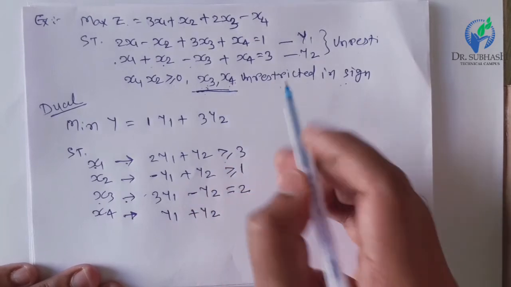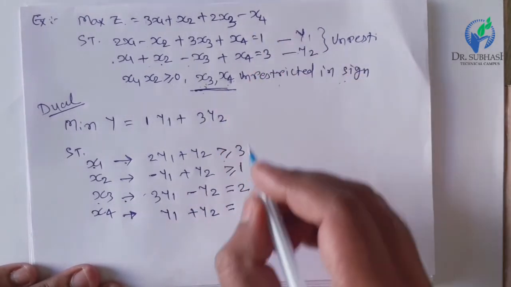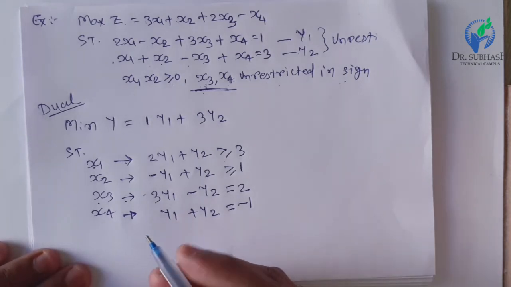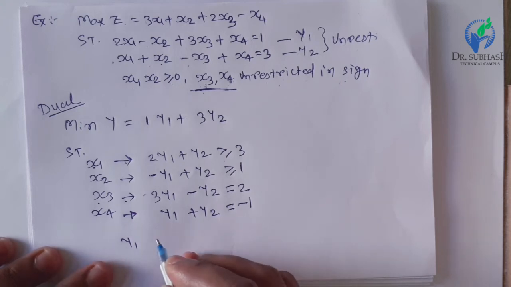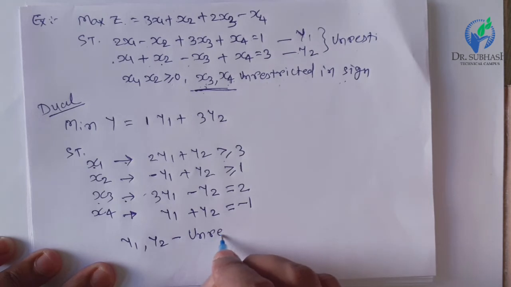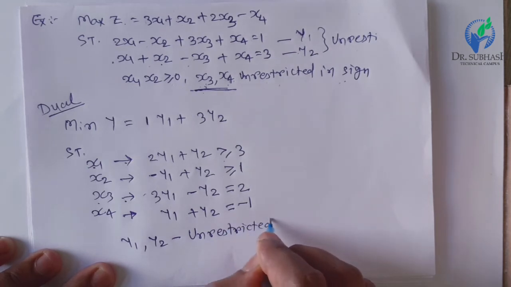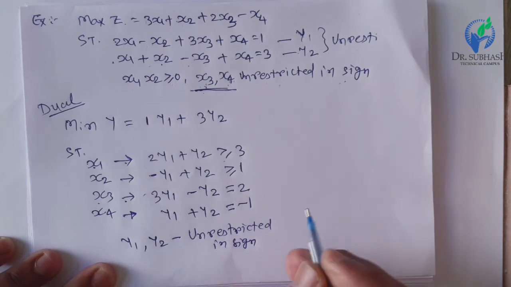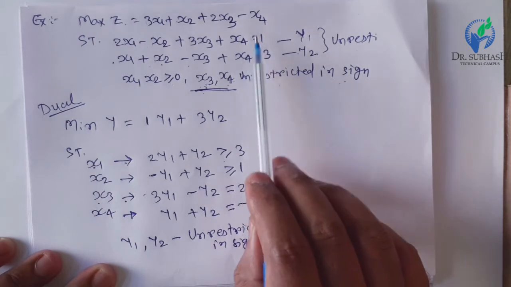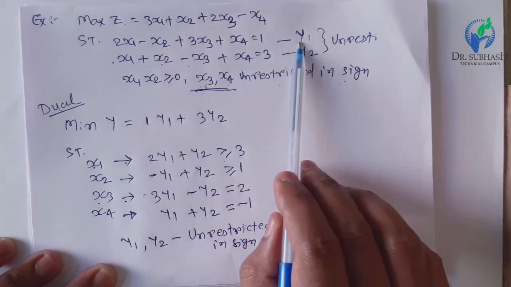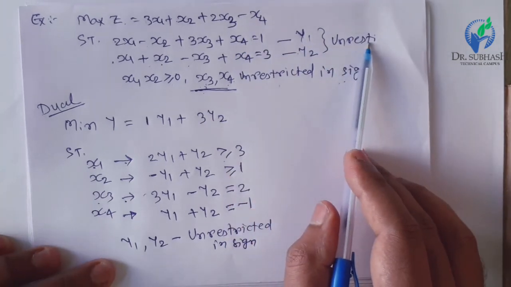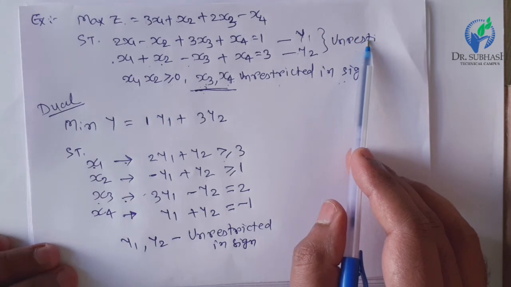Again here x4 is unrestricted, so the related constraint would be an equation equal to minus 1, and the variables y1 and y2 both are unrestricted in sign, because both the constraints are given as equations, and if the constraints are equation type, the related variable would be unrestricted in sign. So this is the problem of duality.